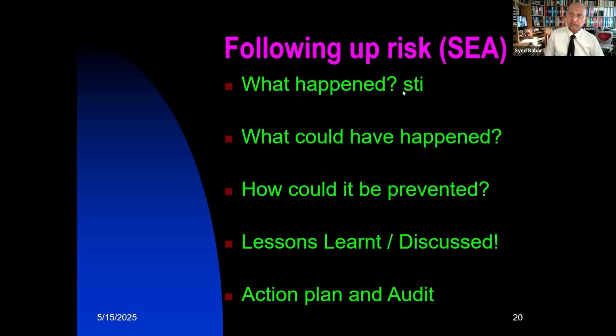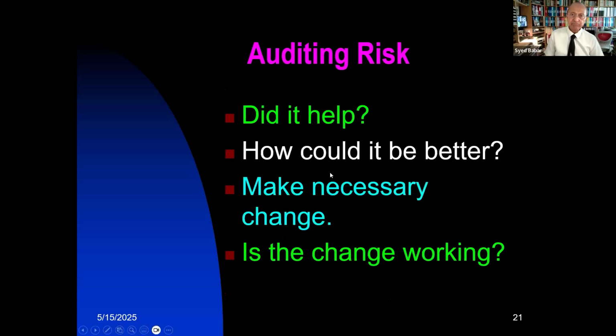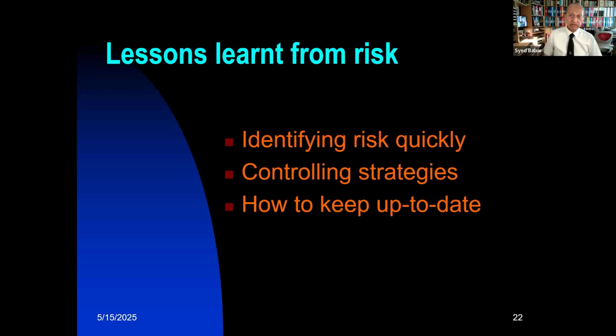So this is what happens when you follow up a significant event. In learning event analysis, you come up with a suggestion, you see if it has worked, you then reflect on it as to whether there is something else which could be added to make it even better, and then make necessary changes and discuss it. And so we need to work out whether the change is working through an audit. The lessons learned from risk management are that you should identify quickly, you should have practical controlling strategies, and that you should then keep up to date and spread the knowledge.